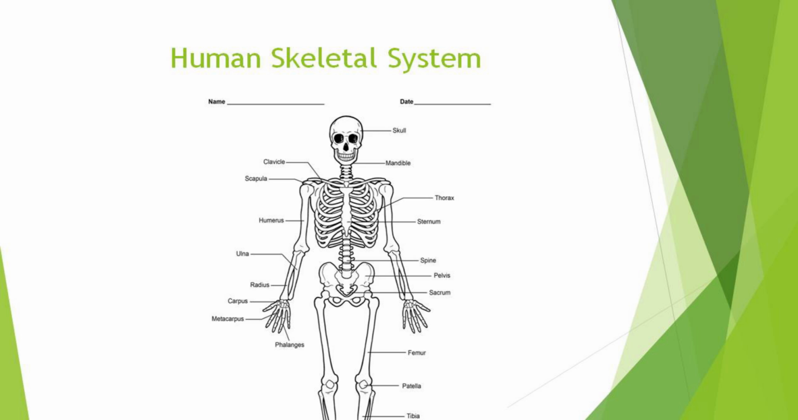The skull, the topmost portion is the skull. What is there in the skull? Which organ is protected in the skull? Your brain. And what is the function of the brain? Now see the bones of the toes. If you can see this, there are phalanges near the toes.